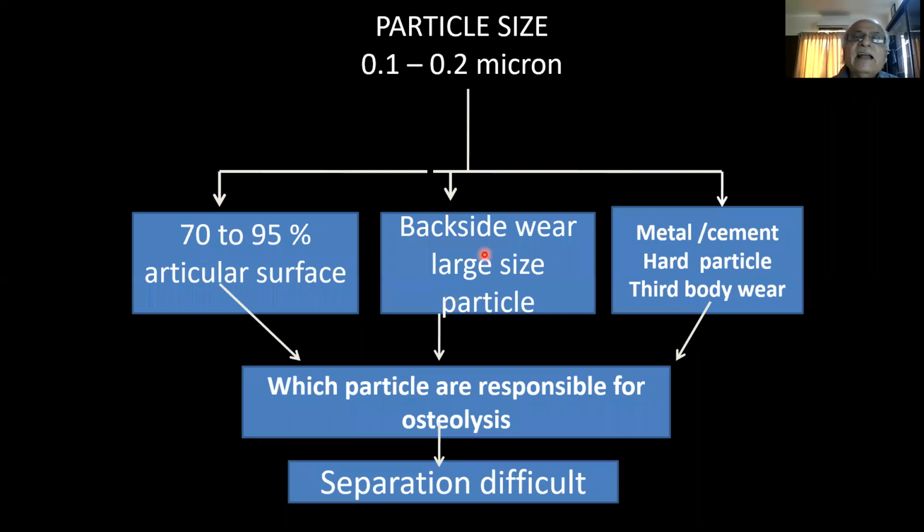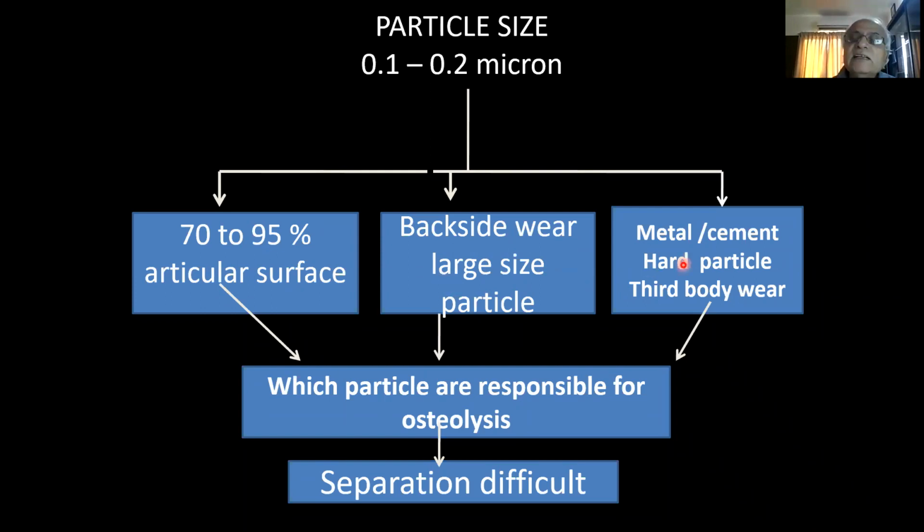Now the second is wear of uncemented implants, which we initially didn't have in the cemented hip. In a cemented hip we only had the articular surface. Uncemented implants came, and the locking mechanism was a problem. We are not able to lock them well, so they start what is called backside wear. Fortunately, the particles are not very small, they are large particles.